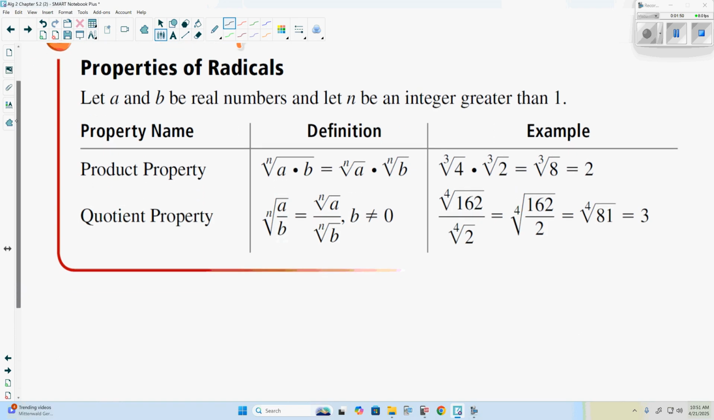Two properties of radicals we're going to be using is the product property. Now, the product property states that if we have the nth root of a times b, this is the same as the nth root of a times the nth root of b. And the same thing is also true, that if we have two radicals with the same index being multiplied together, we can rewrite it as one.